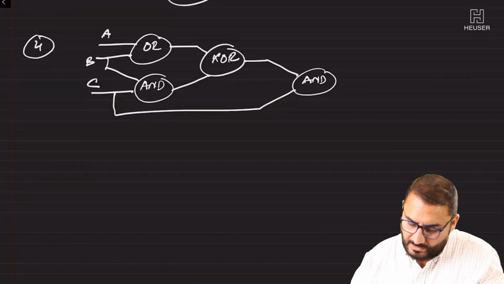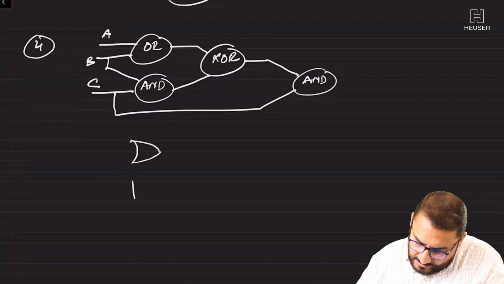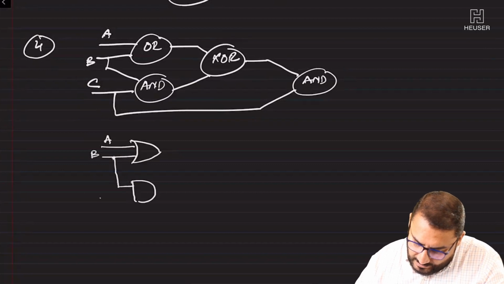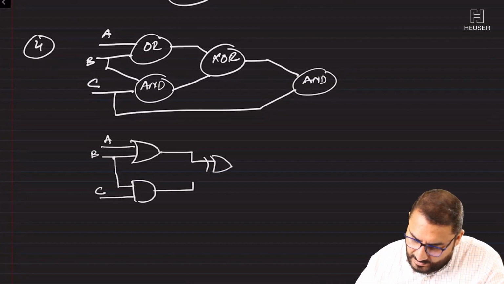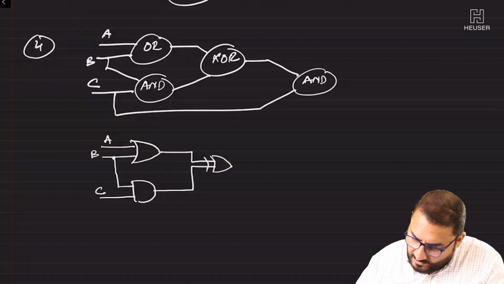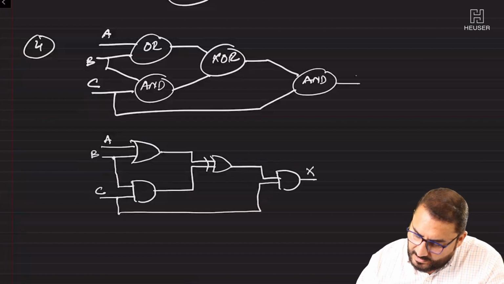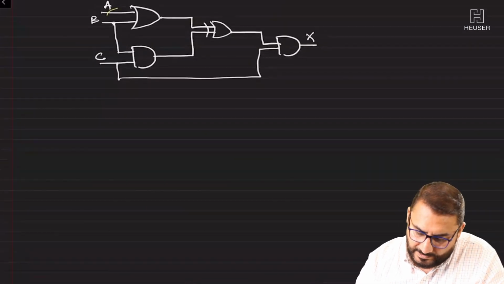You just check how I would draw it. OR gate, AND gate, A and B as input to OR, the copy of B goes to AND gate, and then we have got C. Then we have exclusive OR gate that has input from OR and AND gates. Then we have got AND gate, and input from C is coming in. This is basically X.